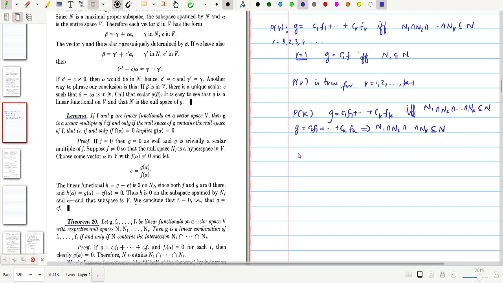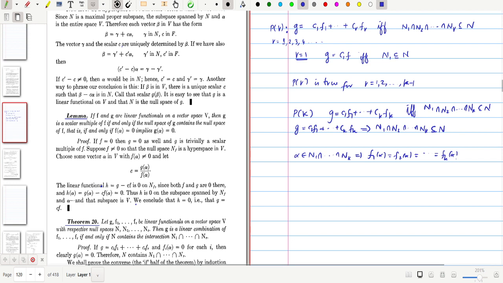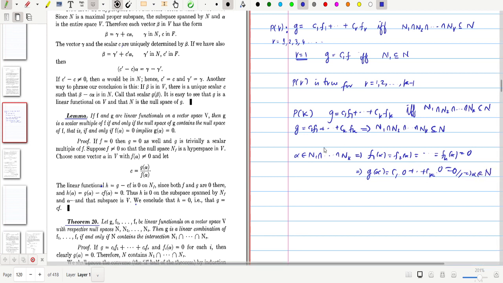Now, in order to prove this, we choose an alpha from N1 intersection, etc., intersection Nk. Consequently, f1 of alpha equal to f2 of alpha equal to, etc., equal to fk of alpha equal to 0, because alpha belongs to each of these N's. Ni's are the null spaces of f1, f2, etc., so these quantities are 0. Consequently, g of alpha equals c1 times 0 plus etc. ck times 0, that is equal to 0. So this is trivially true. That means this alpha belongs to N, the null space of g. So in the case when r is equal to k, one part is very trivial.